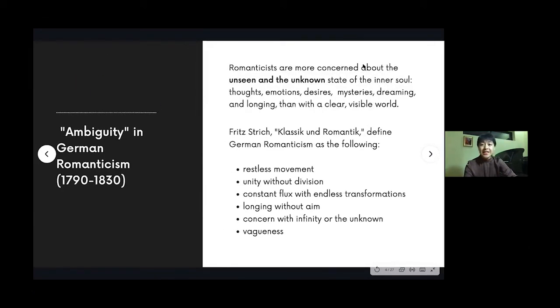Here, ambiguity in German Romanticism. This is getting exciting because we're going to talk about how ambiguity is one of the concepts that is so important in defining German Romanticism. Here we're talking about the period of 1790 to 1830. And this concept of ambiguity is very much apparent in Schumann's work that was composed in the 1830s.